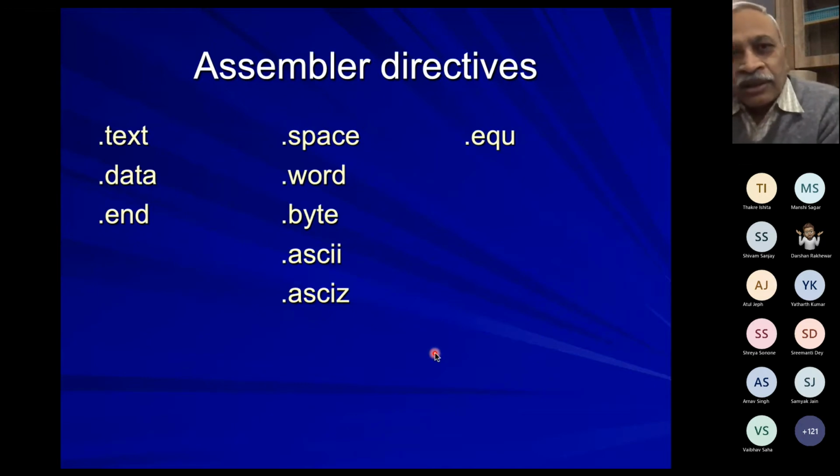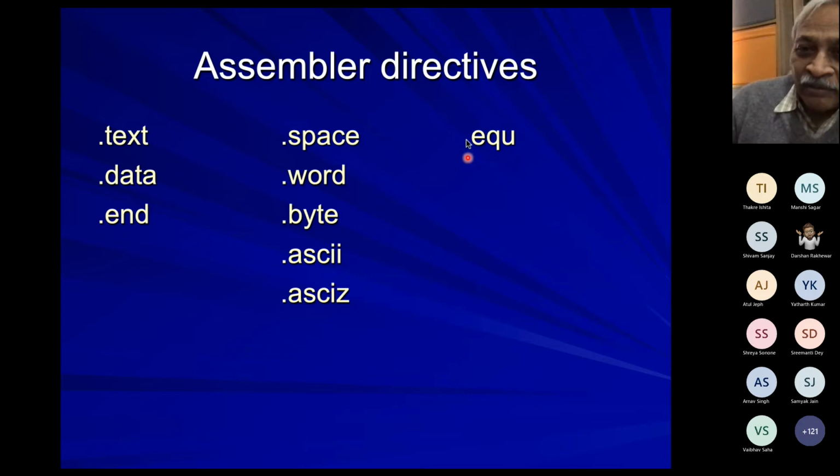Okay, here is a summary of some assembler directives. Again, there is a much larger number, but I'm just showing some we have seen and some which are somewhat similar. So .text and .data indicate the beginning of the code part and data part. .end indicates the end of the program. .EQU equates a symbol to a value.